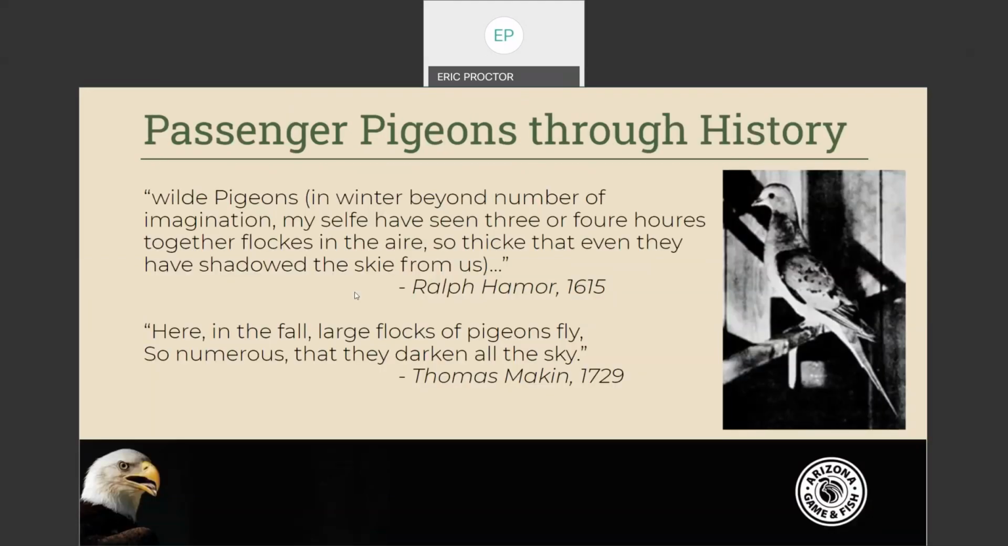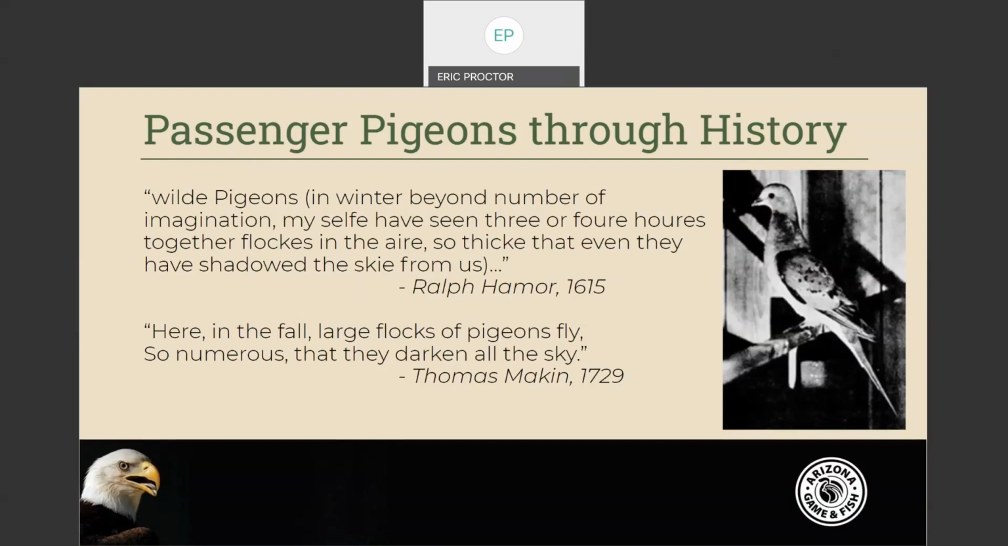Despite this incredible diversity, it hasn't always been great news for birds. Here are some early accounts of the passenger pigeon. You can read these. These came from journal entries from the early 17th and 18th centuries. They're a classic example of what we consider to be an inexhaustible resource.